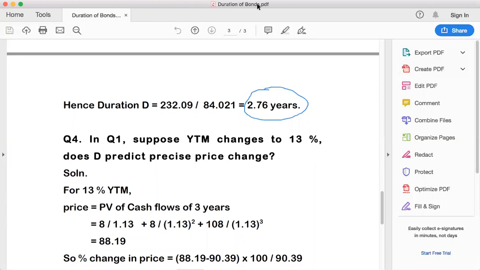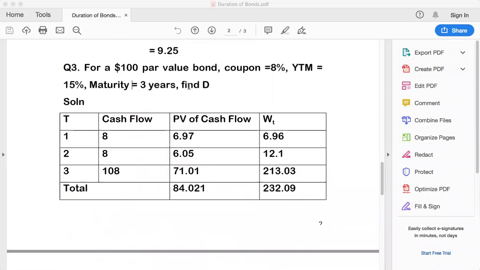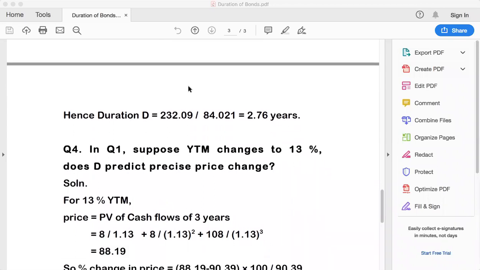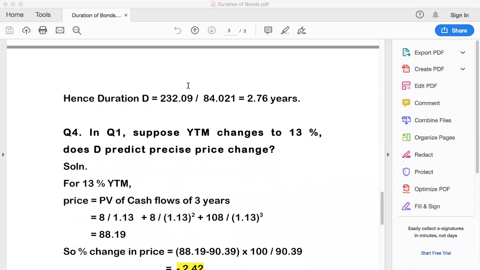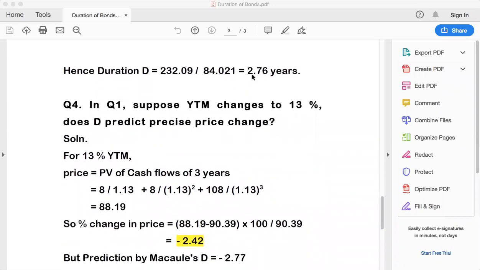In other words, what does it mean? It means that every 1% change in the YTM of this particular bond is going to give me 2.76% change in the price of the bond, right? And you can see that since it's a coupon paying bond, the Macaulay duration is less than the maturity period of the bond, right?